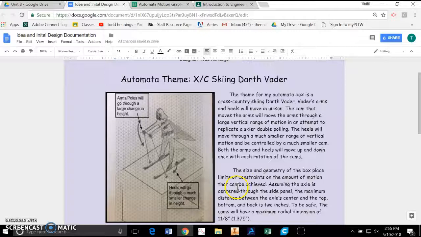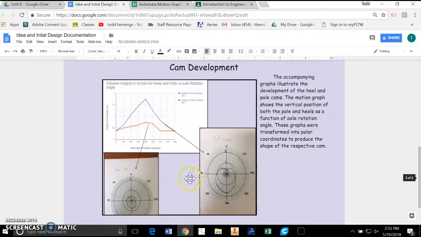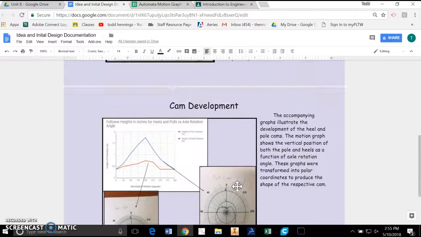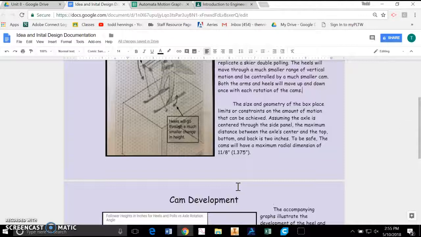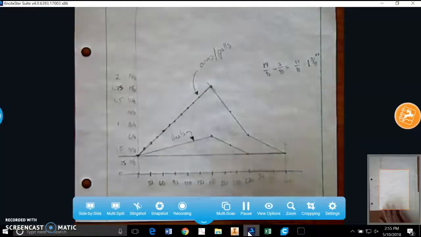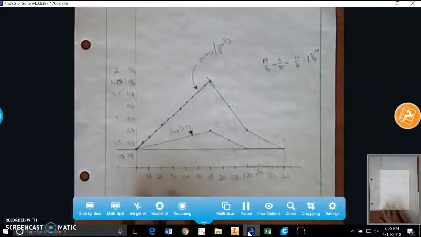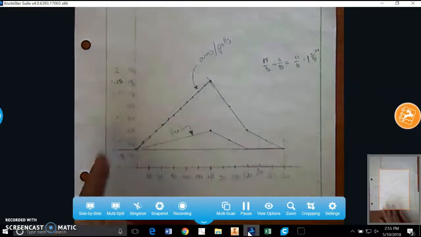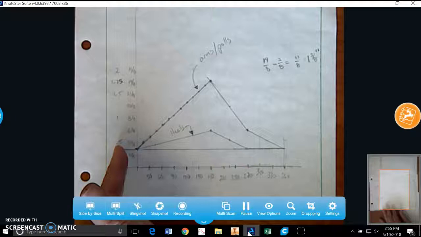So what happened between this and here? How do I make my cams? Well, remember, you might need to go back to Project Lead the Way 4.6 to review that. But my solution looked like this. If you remember, what we did is we plotted a motion graph. So here, this is a rough draft, of course.